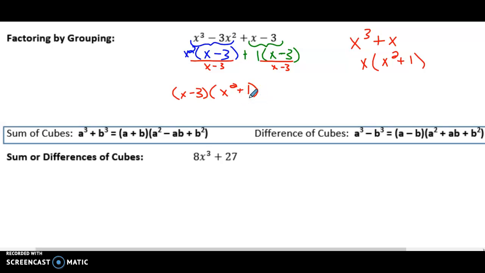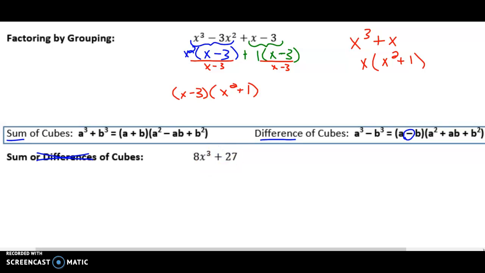All right, factoring with differences or sums of cubes. So we've done difference of squares, but what about cubes? What you're going to do is figure out, first of all, which one you are using. If there's a plus sign, you're using the sum formula. If there's a minus sign, then it's the difference. So this one would be the sum of cubes because there's a plus sign.